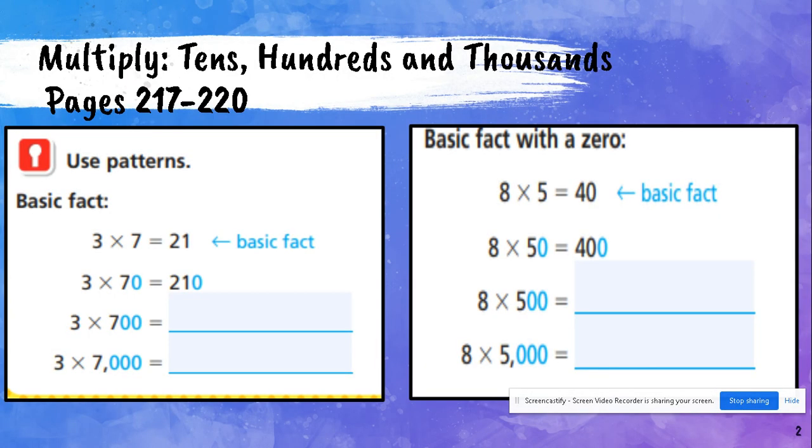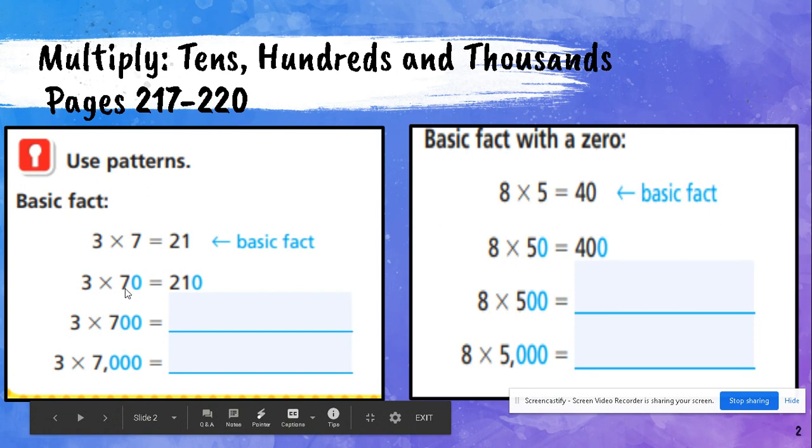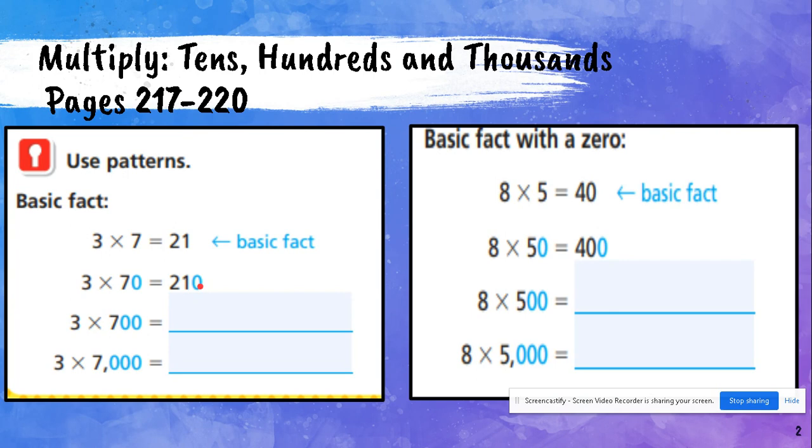Now, when we multiply, don't forget your trick of zeros. So we're going to take 3 times 70. Let's cover the 0 and multiply. 3 times 7 is 21, and then we add the 0 at the end.